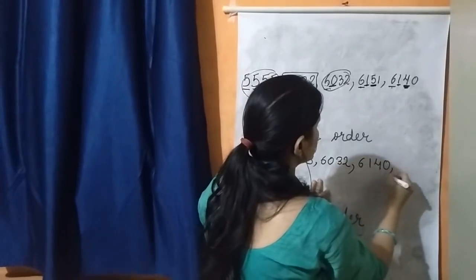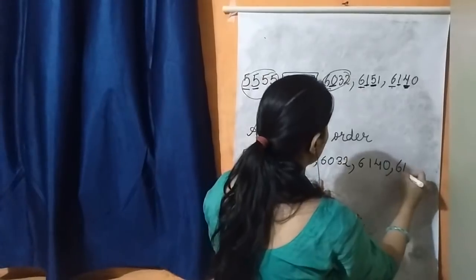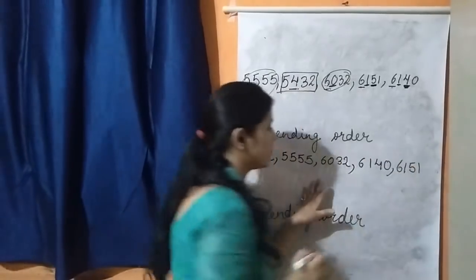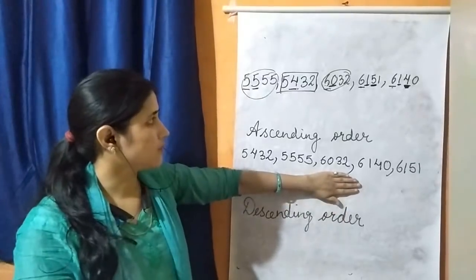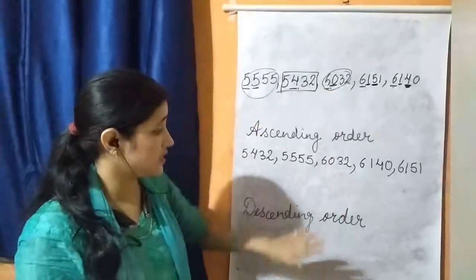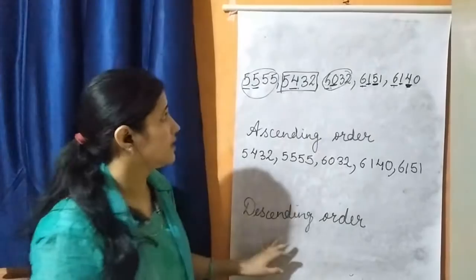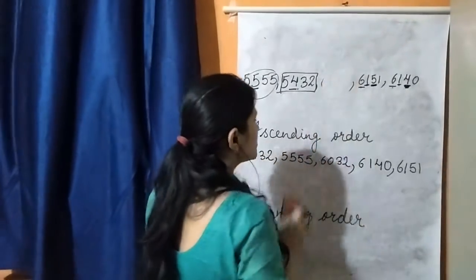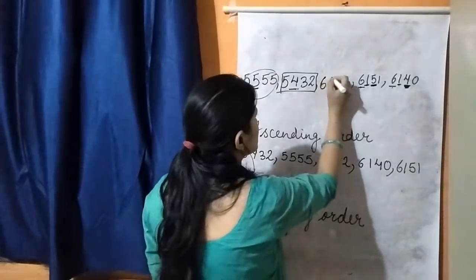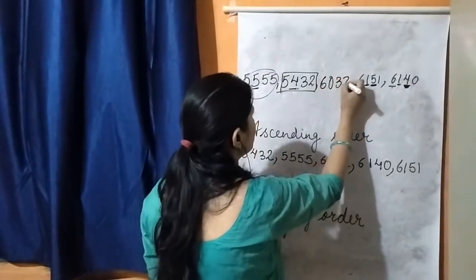6140 and our last number will be 6151. Okay, students, please note it down. Now we will arrange these numbers in descending order. Please remove this mark whatever you have made.